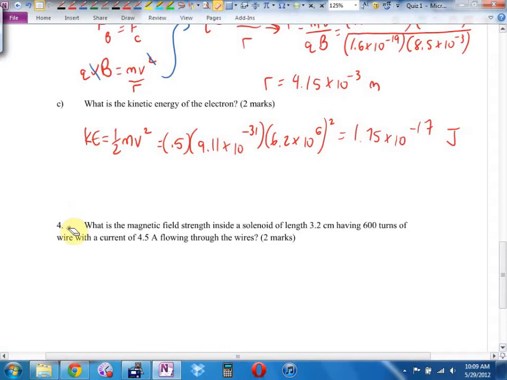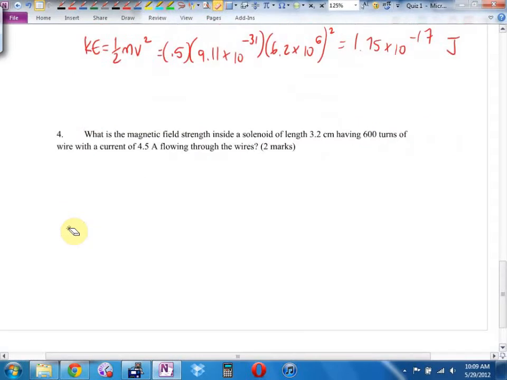Number 4, what's the magnetic field strength inside a solenoid? Okay, magnetic field inside a solenoid. We said that the magnetic field in a solenoid was mu naught N I over L, where mu naught was the permeability of free space, my favorite constant sounding name. It's 4 pi times 10 to the negative 7.